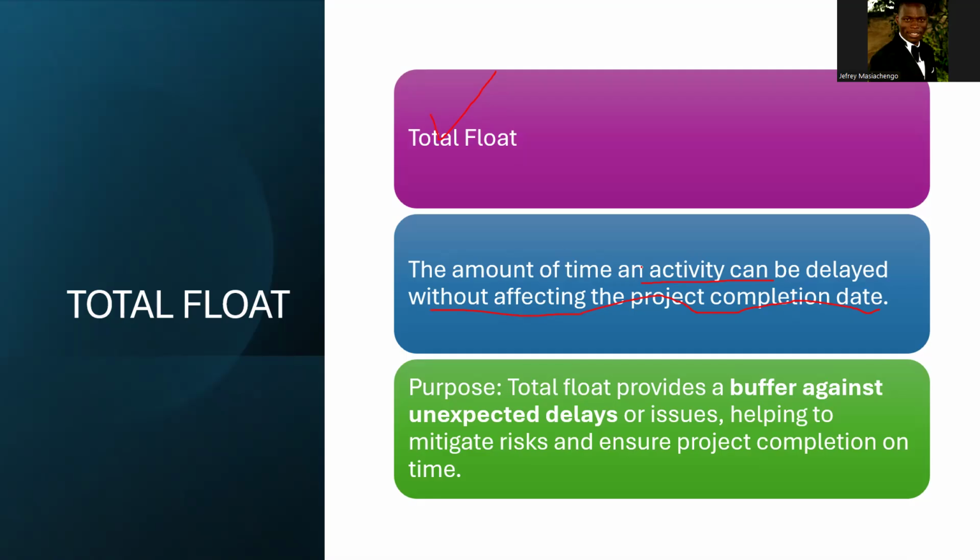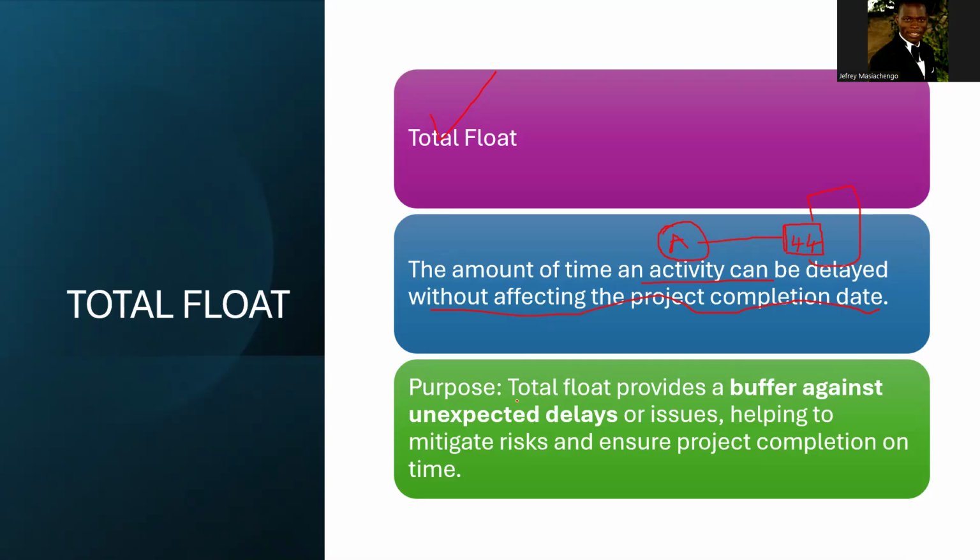So we are saying the amount of time that we can delay A without delaying the overall duration of the project. Let's say we're running this project and wanted to complete it in 44 days. On total float, we are saying by how many days, how many weeks can we delay activity A without delaying the completion of the whole project? That's what we call total float.